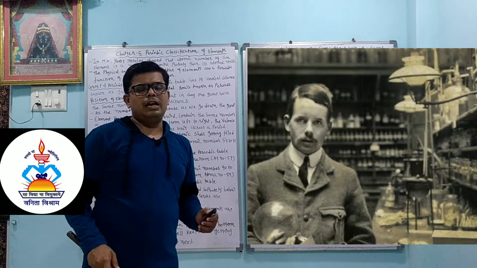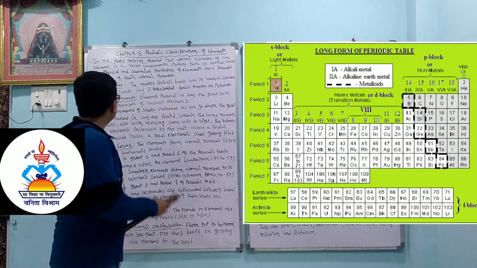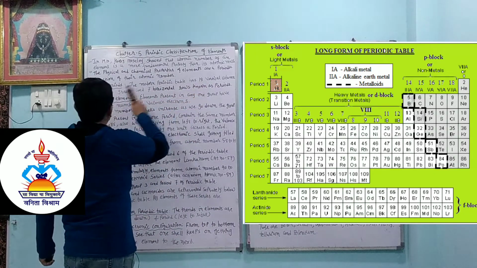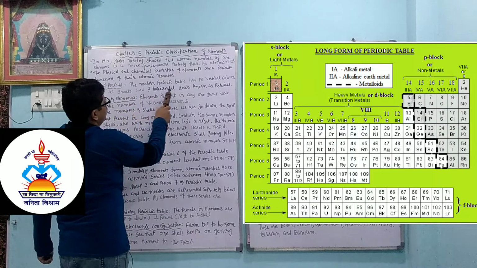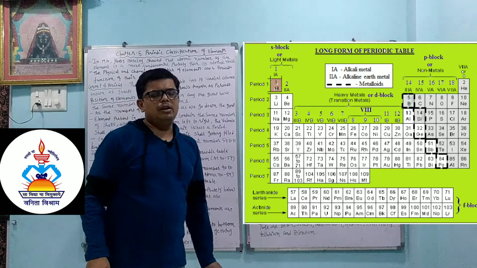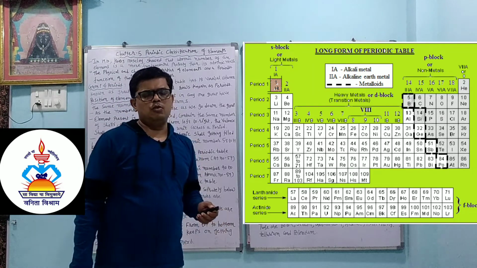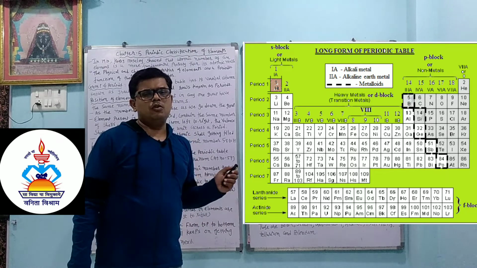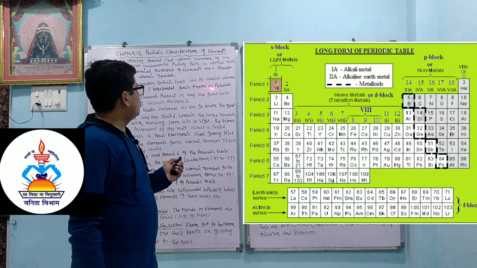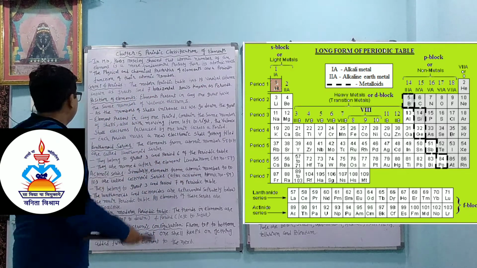So their physical and chemical properties mainly depend on what? Atomic number. Group and period. The modern periodic table has 18 vertical columns known as groups and 7 horizontal rows known as periods. So in the modern periodic table, the 18 vertical columns are called groups, and the horizontal rows are called periods. There are 7 periods.